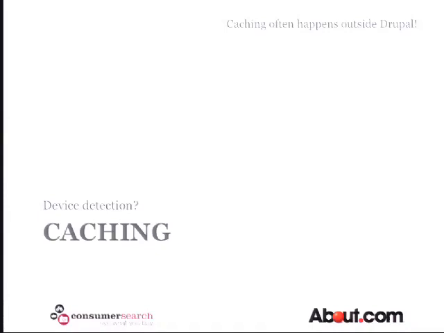Same question, who uses Varnish for caching? Who uses Akamai for caching? A few. Who uses core Drupal caching? And who doesn't use caching? Nobody. 1, 2, okay. So the problem often resides in the fact that caching happens outside Drupal. That means you cannot use Drupal to do device detection or redirection.